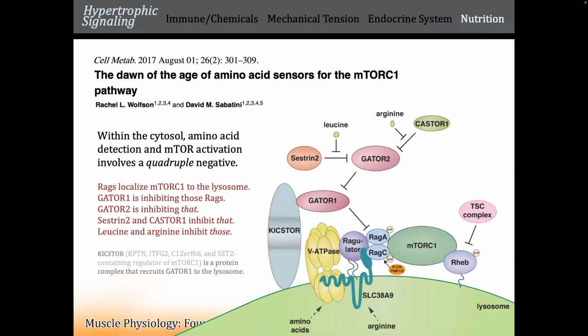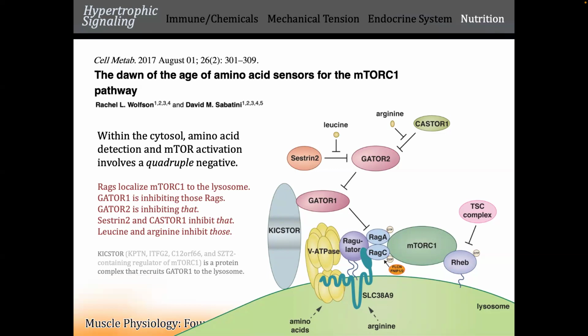But while PKB promotes GTP-bound Reb through a double negative, inhibiting the thing that's inhibiting it, leucine and arginine are quadruple negatives. They inhibit the thing that inhibits the thing that inhibits the thing that inhibits RAG. So they turn it on. Let's start with leucine. Leucine binds to sestrin 2. This is a cytosolic leucine sensor. Without sestrin 2, the cell seems to have no idea if you're eating leucine. So sestrin is what detects the presence and absence of leucine.